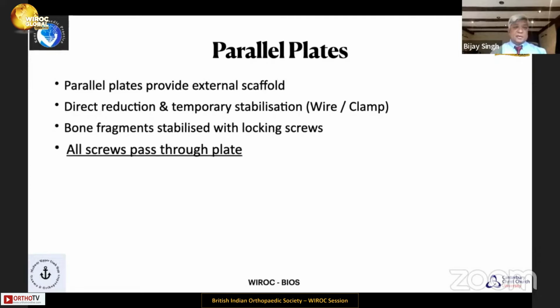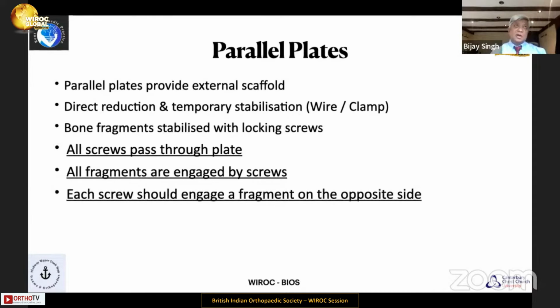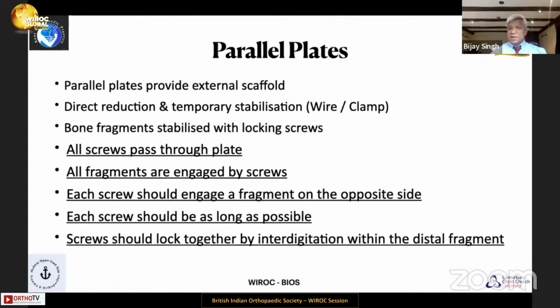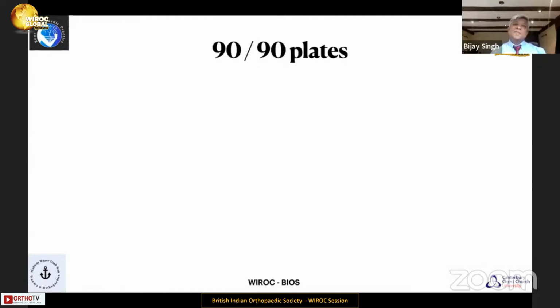And these are the principles: all screws pass through the plate, all fragments engaged by the screws, and each screw should engage the fragment on the opposite side. They should be as long as possible so that there is an interdigitation within the distal fragment, and this provides a stable fixation.